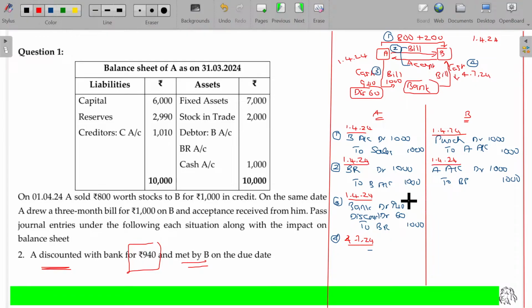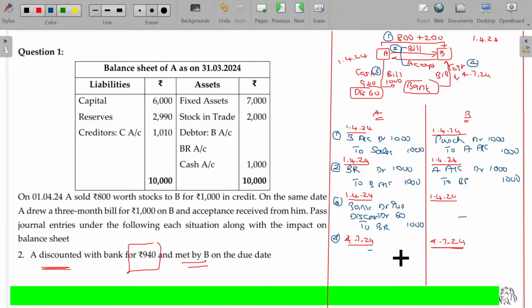Next one being 1/4/24, while discounting the bill with the banker, and maturity date 4/7/24. Come on, tell me, what about the journal entry while discounting the bill by A in the books of B? Come on, what is the journal entry? He takes no action. No problem, sir. Whoever it may be, on maturity date let him come to me with the bills payable. I'll settle this. So the banker approaches B only on maturity.